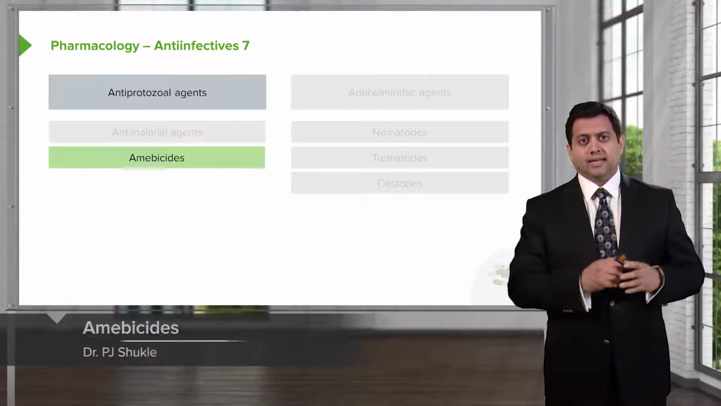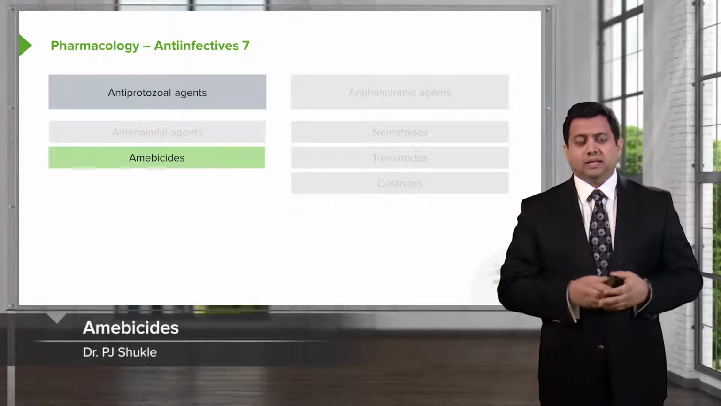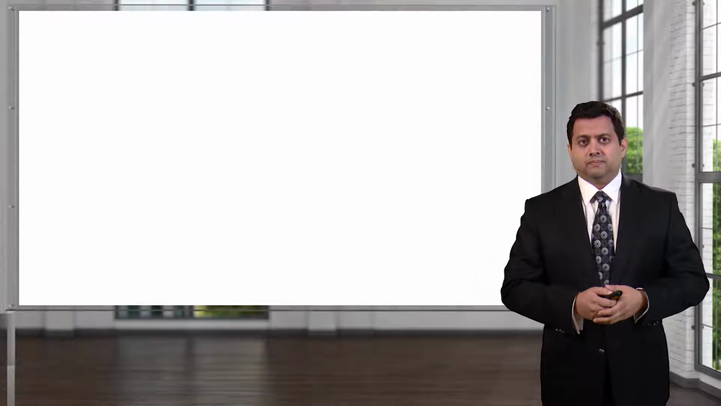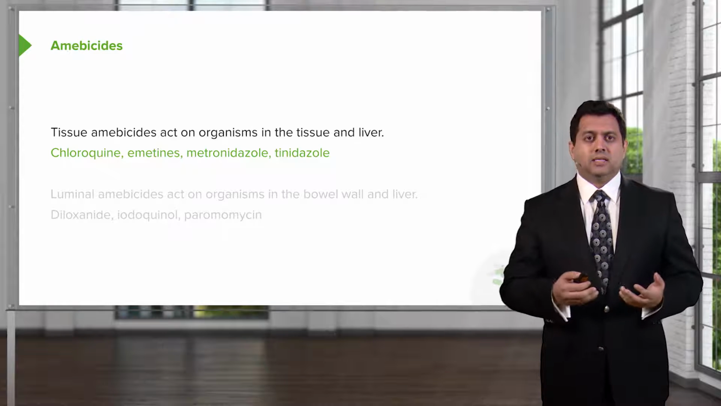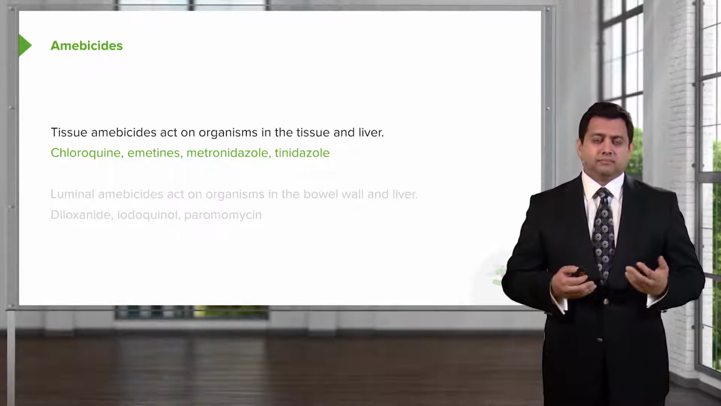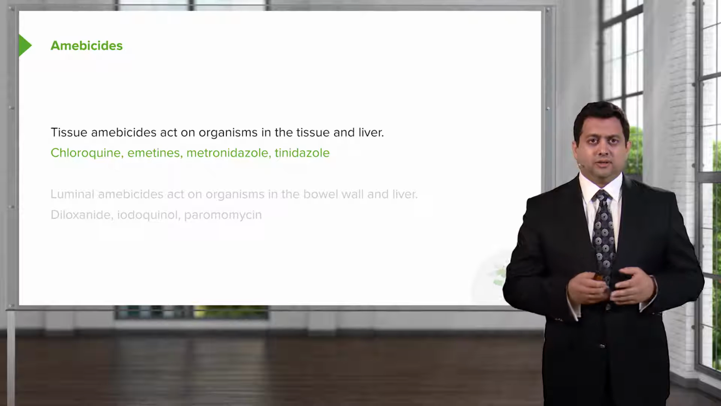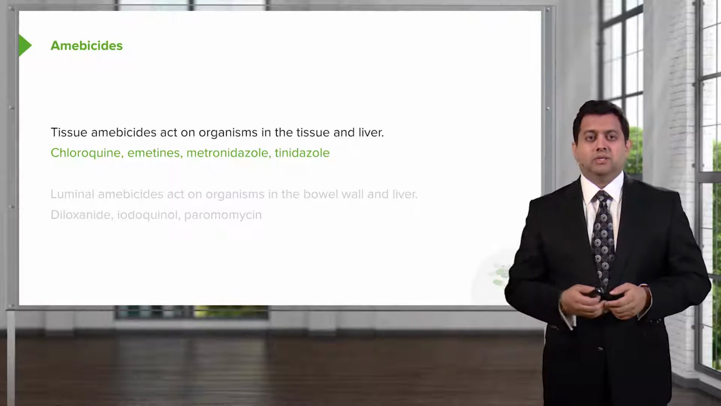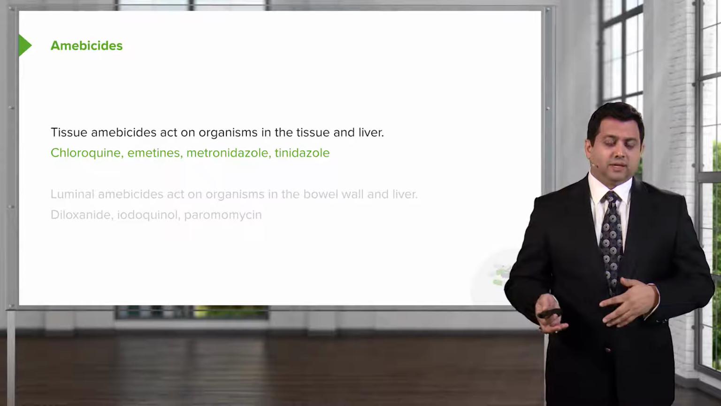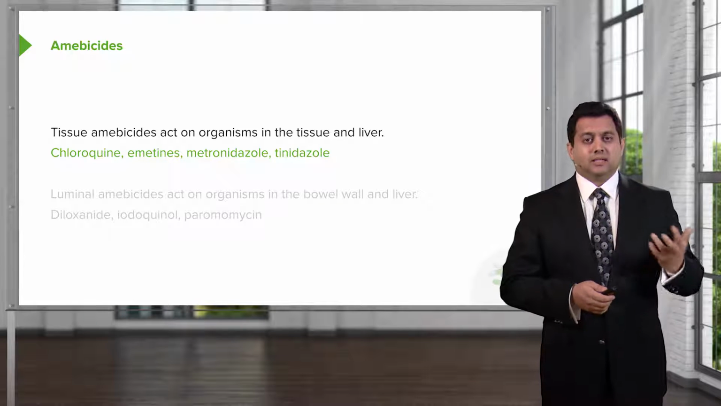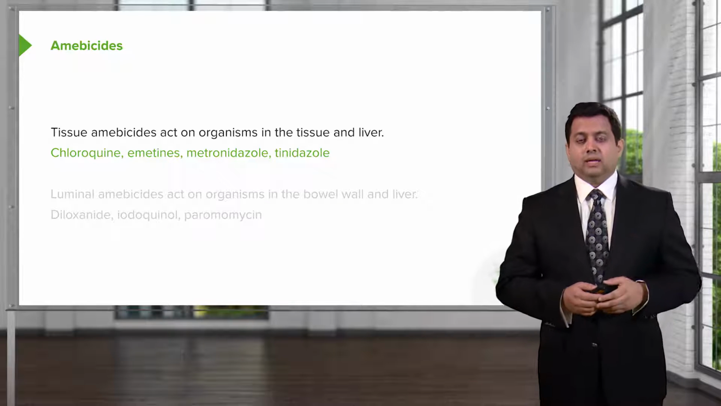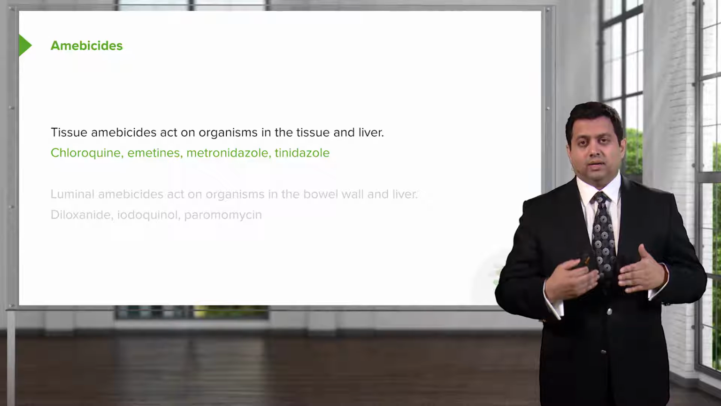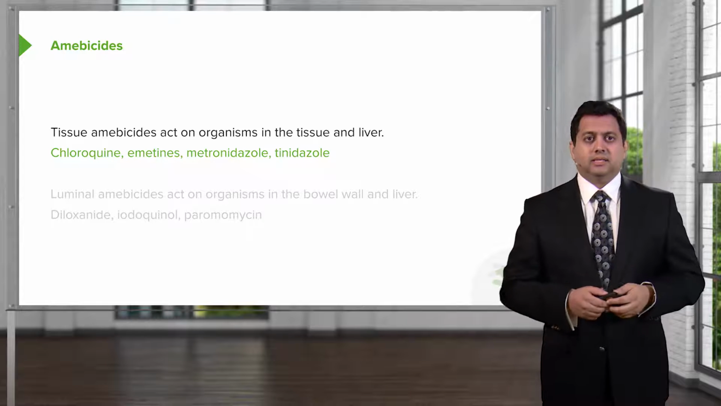Okay, so that's the anti-malarial agents in a nutshell. Let's move on to the amoebicides. Now, amoebicides are going to be divided into two different groups: those amoebicides that act systemically in the tissues, and those are for people with systemic infections, and those amoebicides that act exclusively in the bowel wall, and those are people who have more GI-limited disease.